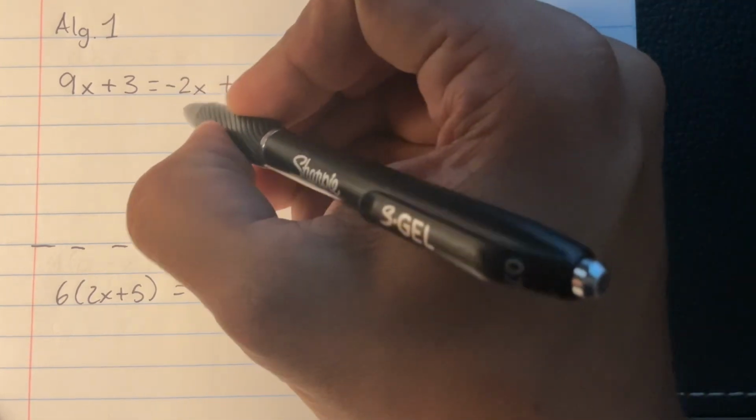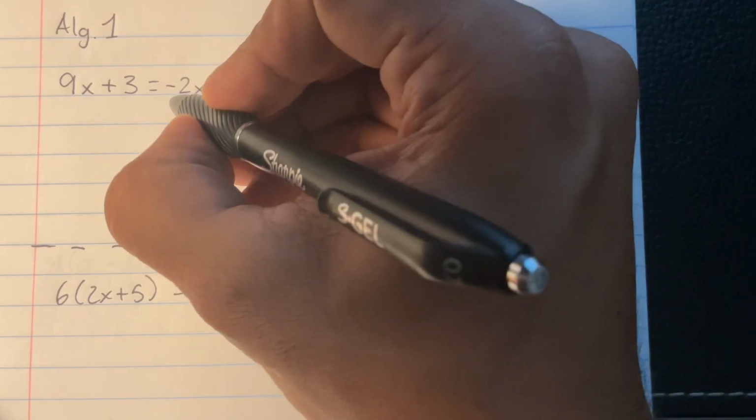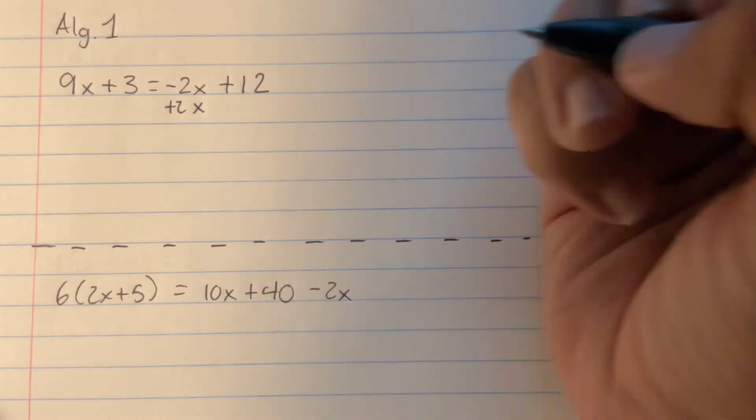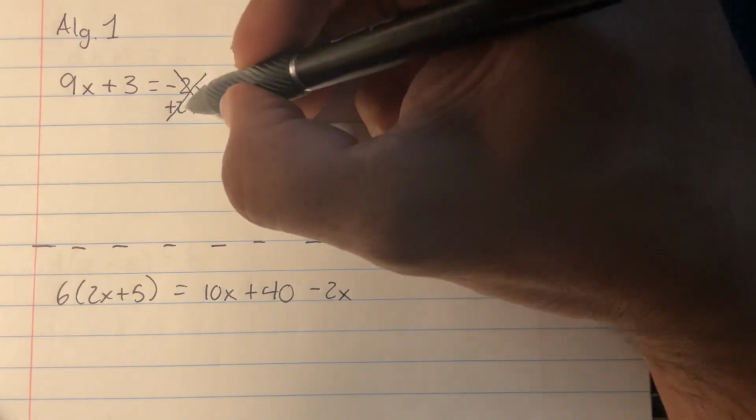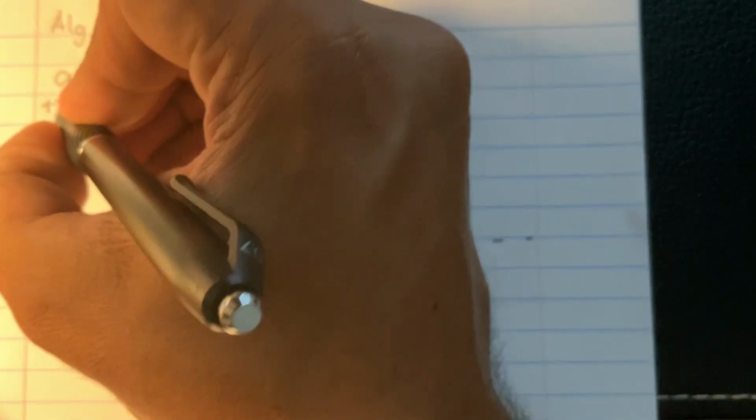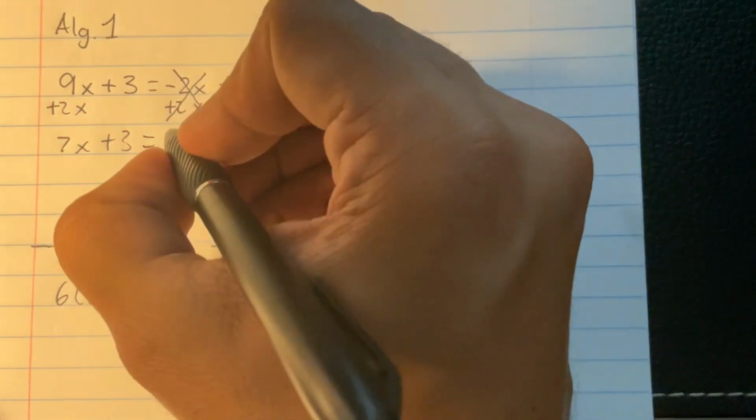So we're going to get rid of the -2 by doing its opposite, which is plus 2x. So adding 2x makes this go away. But whatever you do to one side, you must do to the other side. So I'm going to add 2x to this side, causing this to be 7x plus 3 equals 12.